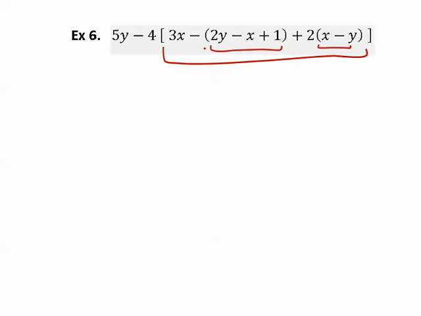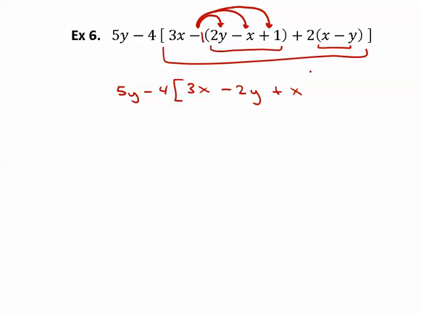So what we have to do is distribute. Remember, we have a minus in front of a grouping. You'll put a 1 there. So let's just bring everything else down. We have 5y minus 4. Then we have a bracket, 3x. Now we have to distribute the negative 1 to the 2y. That's minus 2y. Distribute the minus 1 to the minus x. That becomes a plus x. And then a minus 1 times a plus 1 is a minus 1.